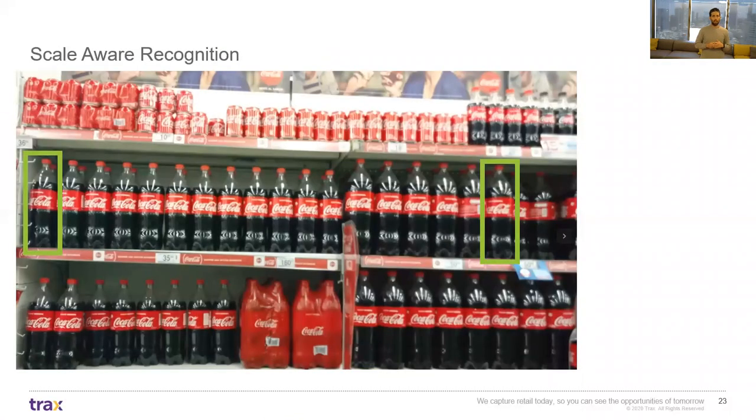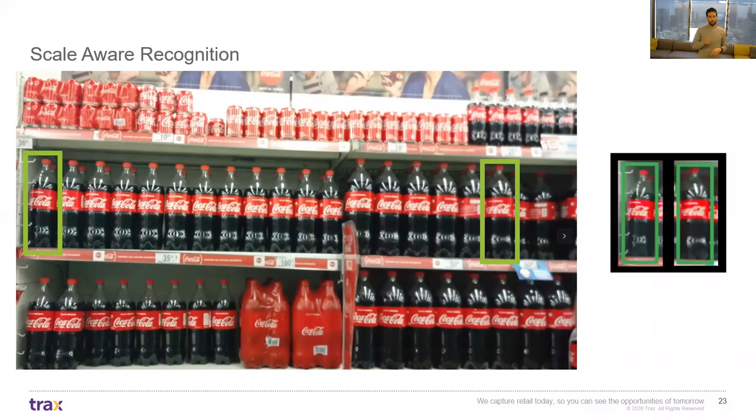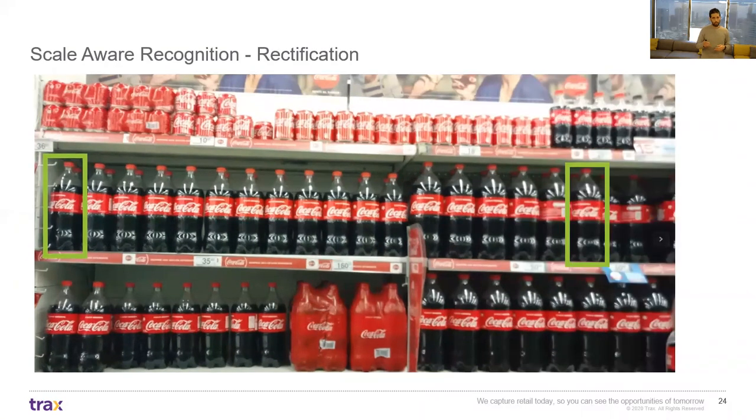Let's have an example on a shelf of Coke products. And we will try to recognize the two products in the green bounding box. If you put them side by side, it looks like it's pretty much the same size, and it's very hard to differentiate between them. So let's see how we solve it.